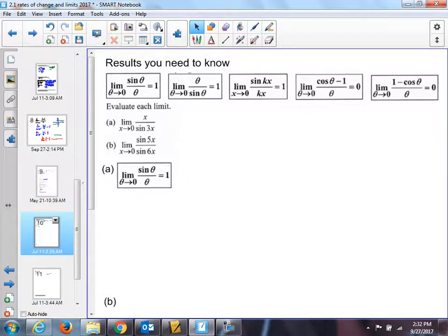So I'm going to use this rule because you can see right away it involves the sine function, right?